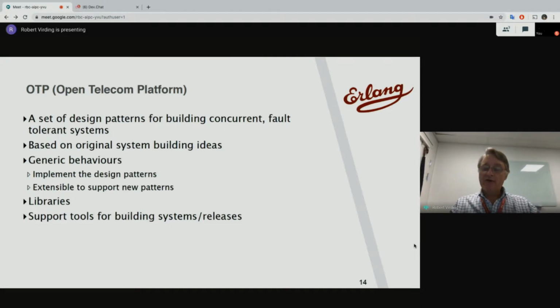These are the basic ideas we had when we were designing the language. So the language design together with how you would build a system. These are based on the ideas, and the basic mechanism is something we call the generic behavior. It implements a design pattern, and it's extensible. OTP is extensible to allow new patterns, new behaviors. It contains a set of libraries, and there are a lot of support tools for building systems and releases as well, of course.